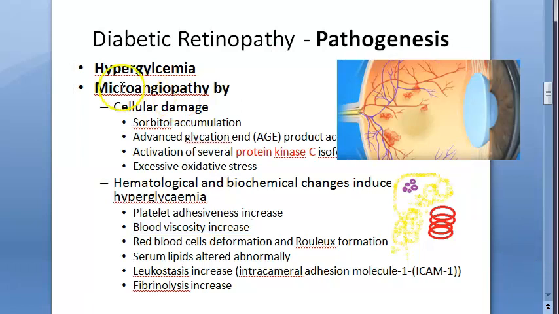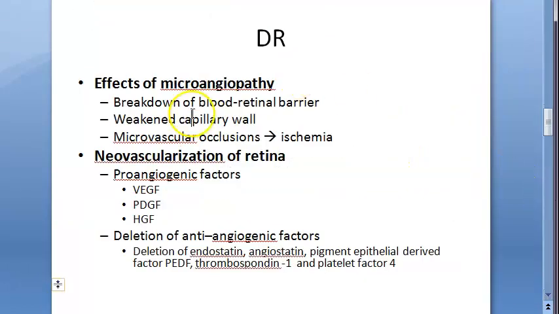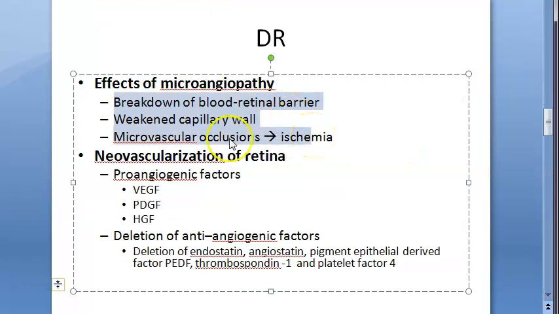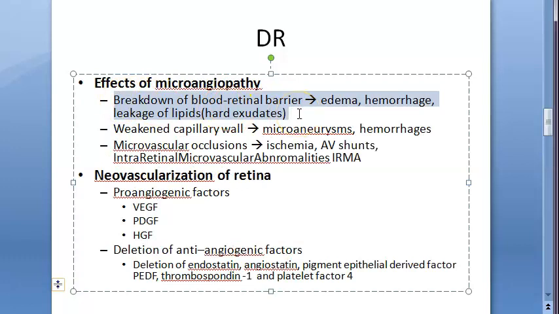So because of all this microangiopathy, we saw that there can be breakdown of the blood retinal barrier, and weakened capillary walls. So all this will lead to what? Hemorrhage, edema, right? Remember guys, the breakdown of the blood retinal barrier leads to edema, hemorrhage, leakage of lipids, that is hard exudates. Weakened capillary walls lead to microaneurysms, hemorrhages again, microvascular occlusions. The occlusions occur mainly because of the increase in the thickness of the basement membrane and the increased viscosity of the blood. So these occlusions can lead to ischemia. Then there can be AV shunts development, intraretinal microvascular abnormalities, IRMA. So we have looked at all these in the previous video.